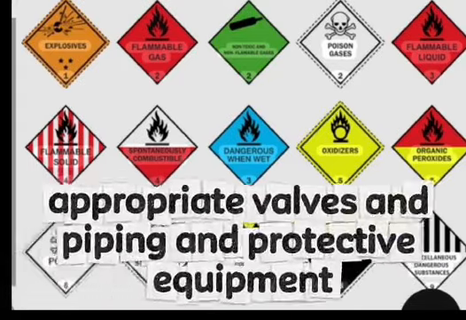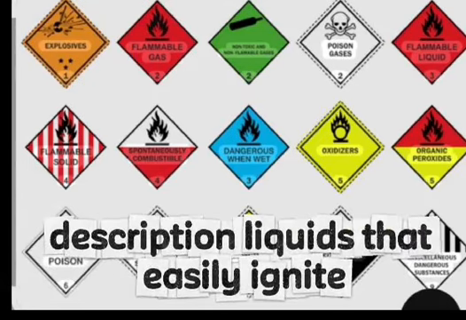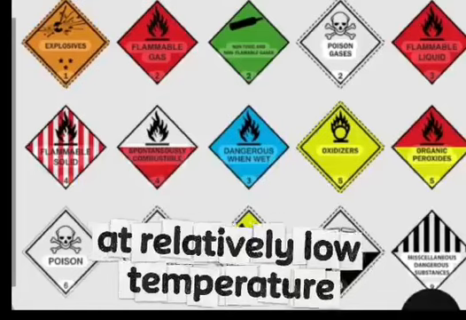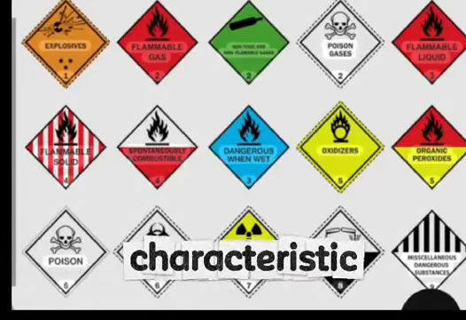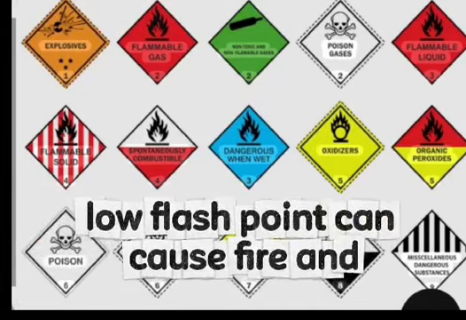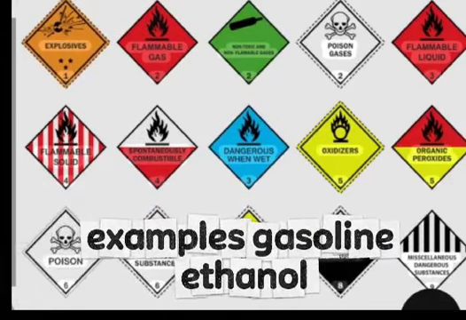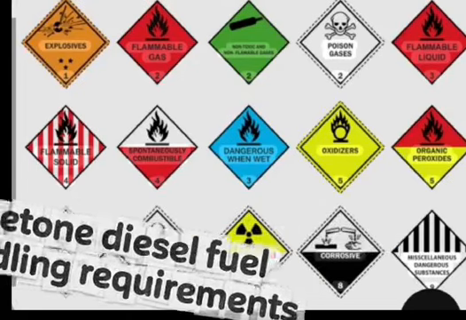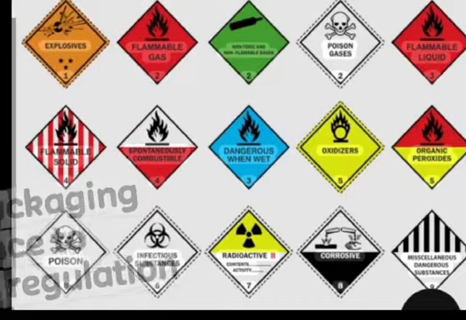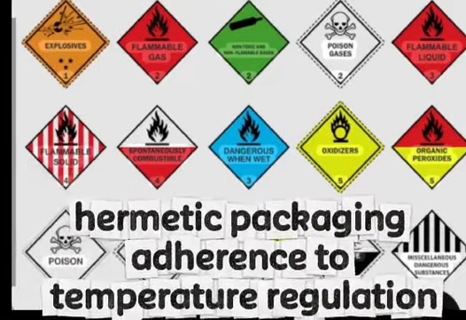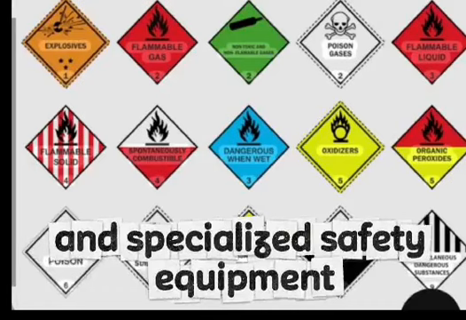Number 3 example, flammable liquids. Description: liquids that easily ignite at relatively low temperature when exposed to an ignition source. Characteristic: low flash point, can cause fire and explosions. Examples: gasoline, ethanol, acetone, diesel fuel. Handling requirements: hermetic packaging, adherence to temperature regulation, and specialized safety equipment.